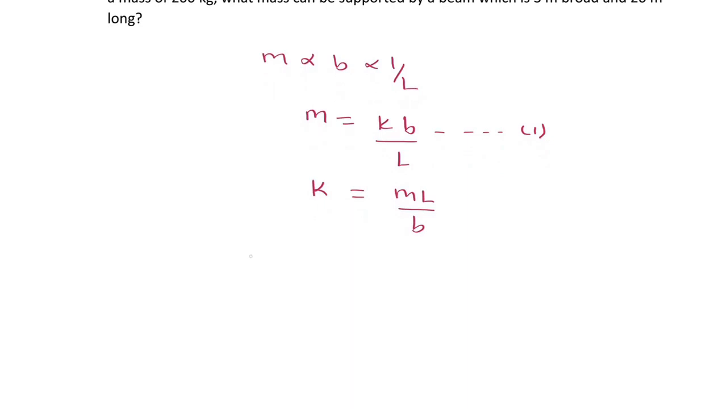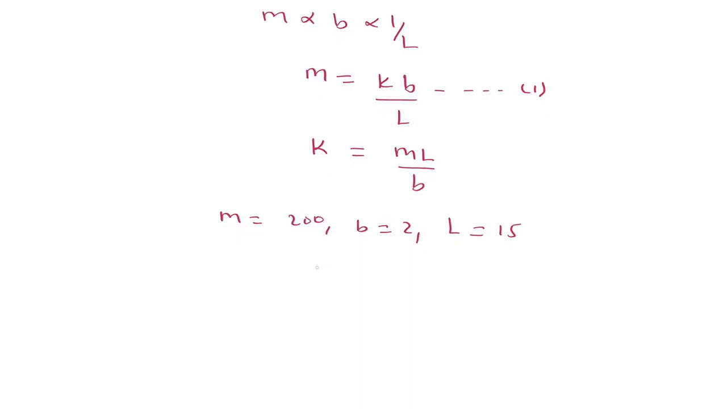Okay, so now to find the value of K, we are going to substitute the value of mass, which equals to 200, breadth, which equals to 2, and length, which equals to 15. Then our equation is going to be K equals to 200 times 15 over 2, of which after solving the values, the value of K is going to be 1,500.